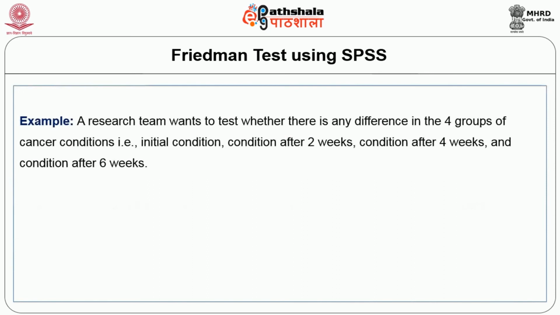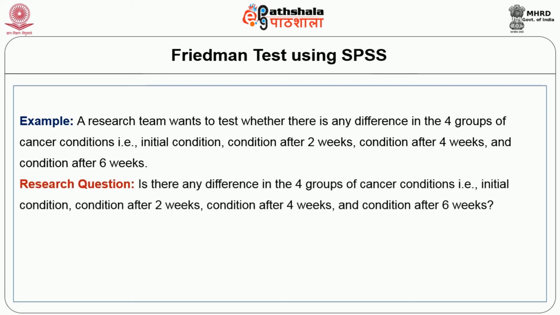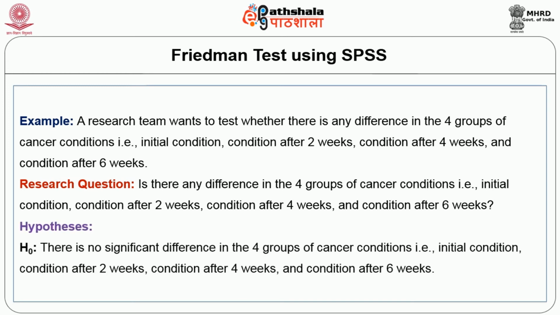A research team wants to test whether there is any difference in the 4 groups of cancer condition, that is initial condition, condition after 2 weeks, condition after 4 weeks and condition after 6 weeks. The research question to be framed as, is there any difference in the 4 groups of cancer condition? Moving to the hypothesis, the null hypothesis is there is no significant difference in the 4 groups of cancer condition, that is initial, condition after 2 weeks, condition after 4 weeks and condition after 6 weeks.